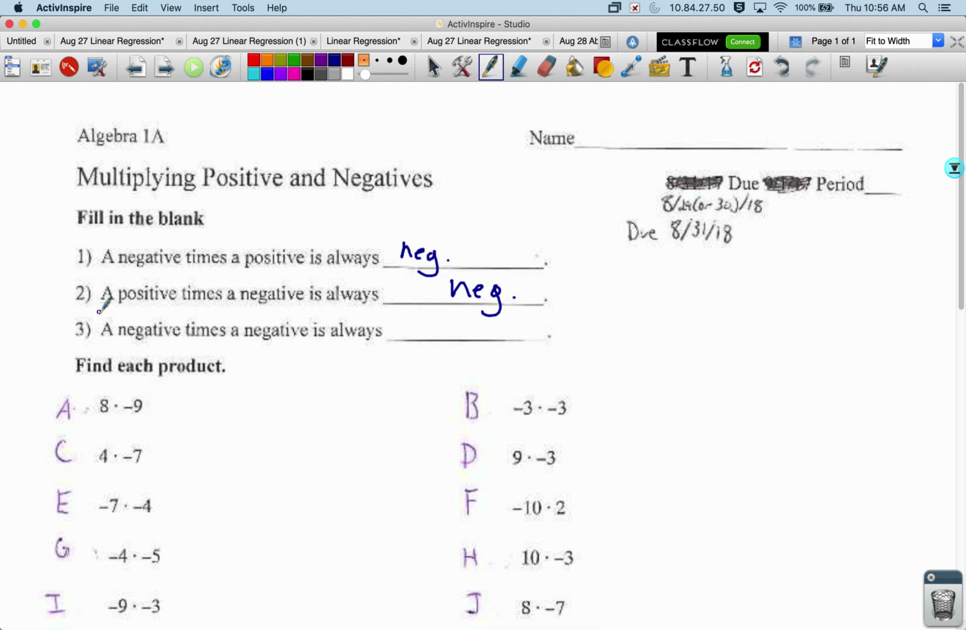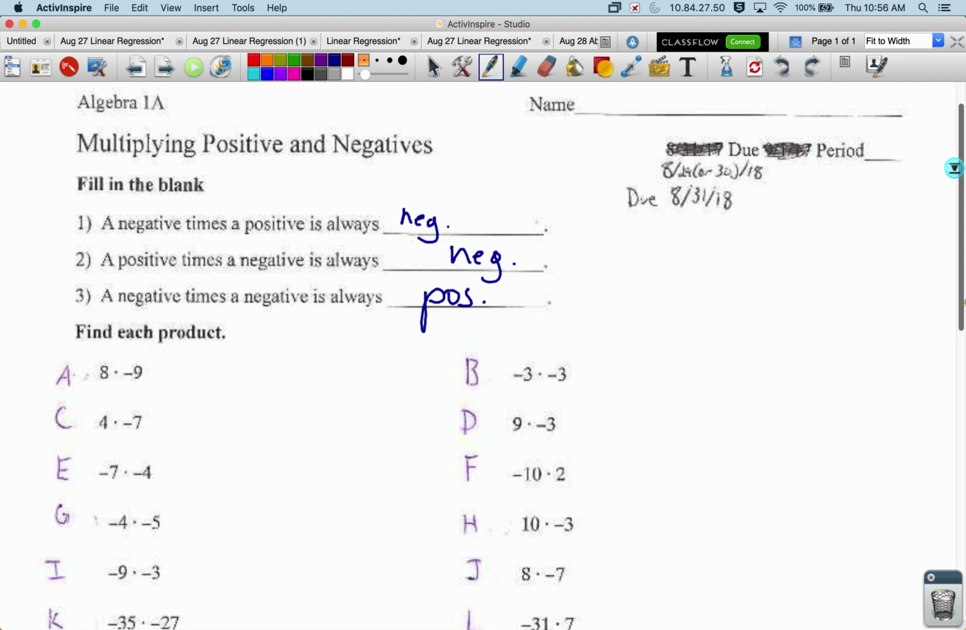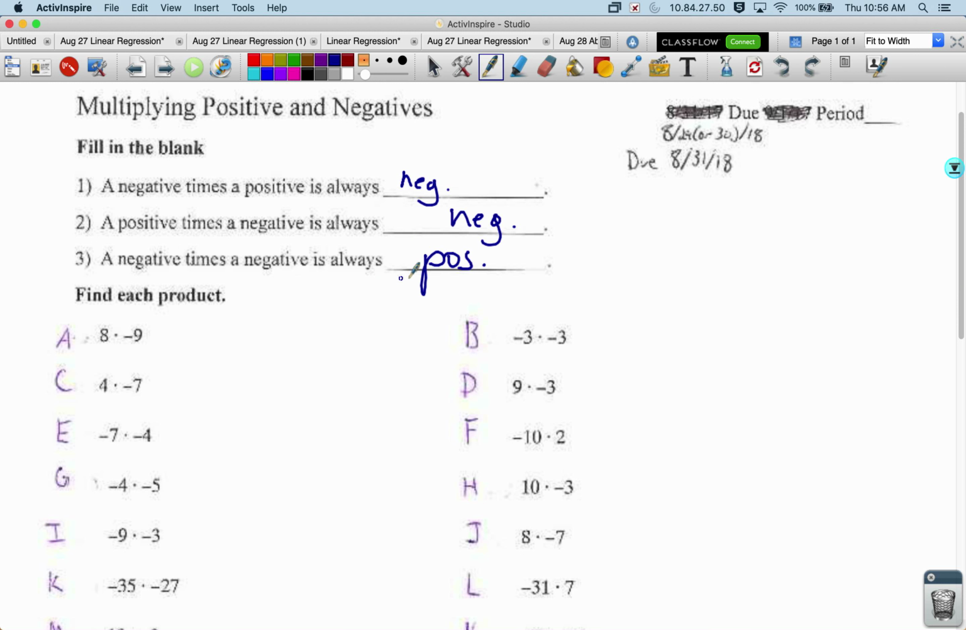But if there's 2 negatives with number 3, a negative times a negative is always positive. It flips back to be positive. Now don't confuse those with our rules for addition. A lot of students have been adding 2 negative numbers and saying it's positive because of this rule. You got to keep those separate in your head, the rules for adding and multiplying.